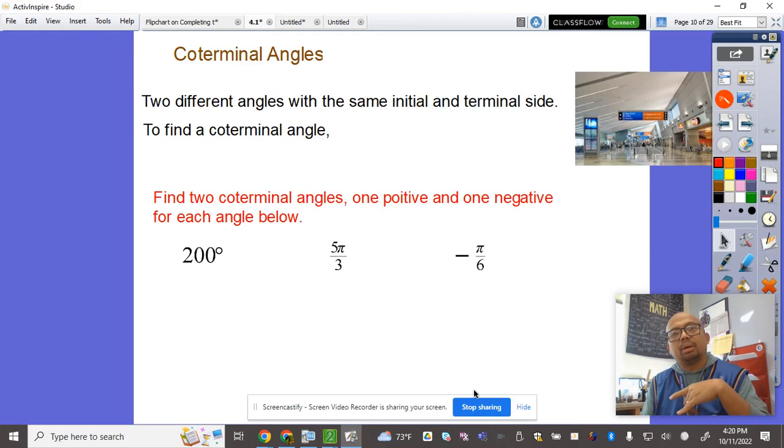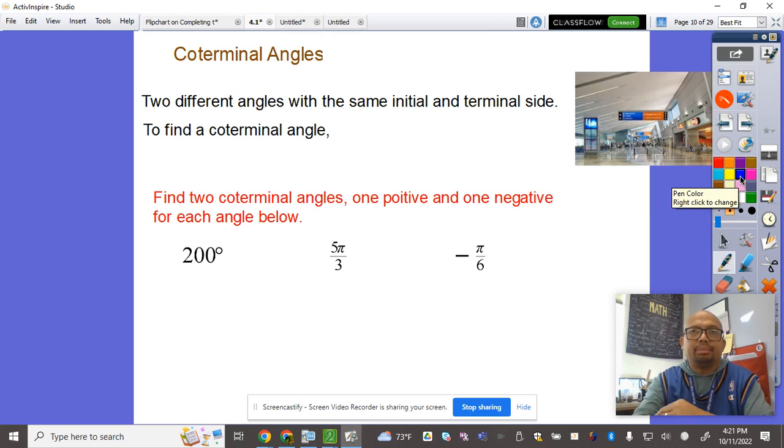Today we're going to learn about coterminal angles, and we might also touch on complementary and supplementary angles in relation to angle measurement, using radians and degrees. So first, let's go to coterminal angles.